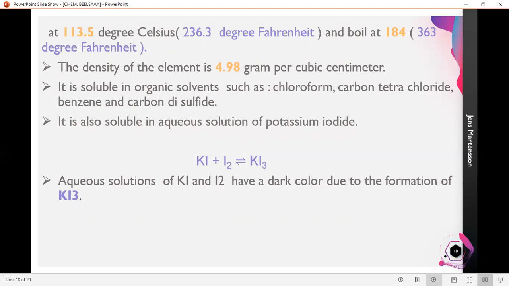It is soluble in organic solvents such as chloroform, carbon tetrachloride, benzene, and carbon disulfide. It is also soluble in aqueous solution of potassium iodide. Aqueous solutions of potassium iodide and iodine have a dark color due to the formation of KI3.